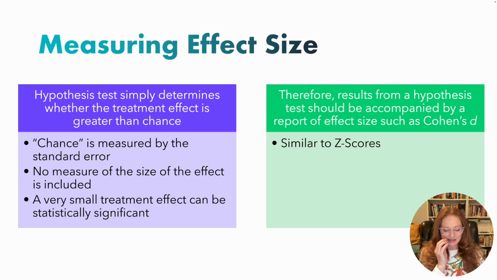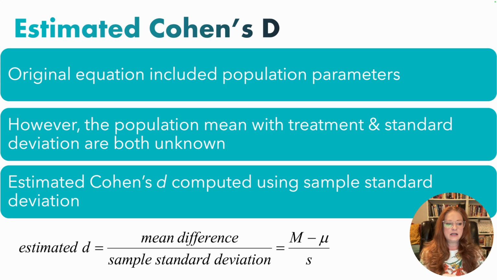So absolutely similar to z-scores, you need to run a report on effect size after you run your hypothesis testing. And again, we're going to stick with Cohen's d. So the original equations, including the population parameter, the population mean with treatment and standard deviation, are both unknown. We know this is why we're running a t-test instead of a z-score. And Cohen's d is still going to be that 0.2, 0.5, 0.8 small, medium, large-ish effect size.